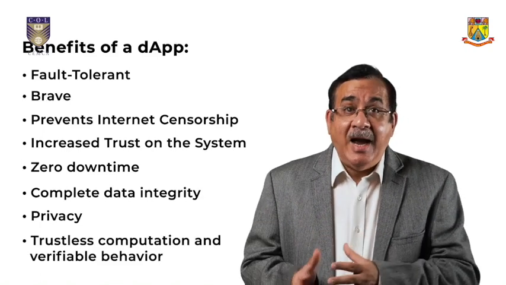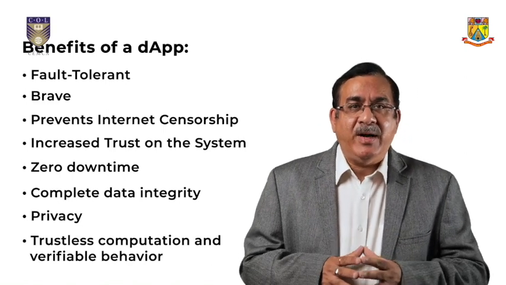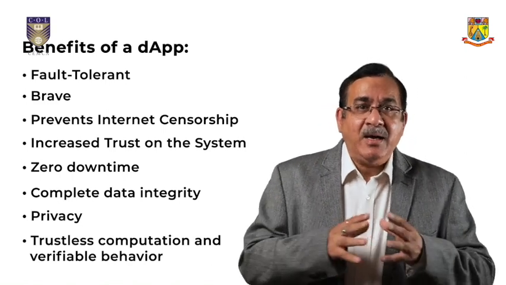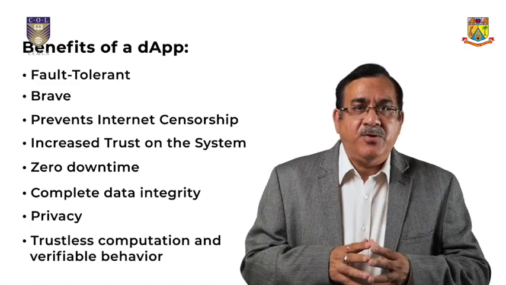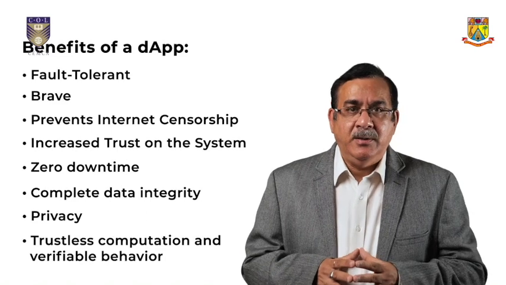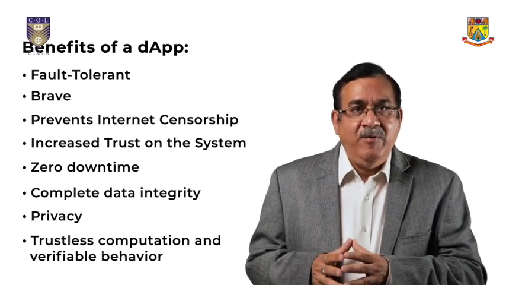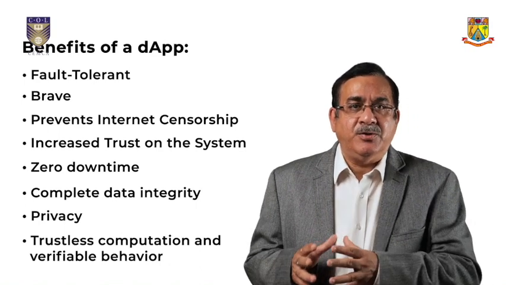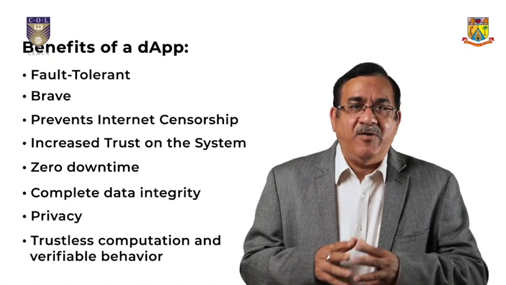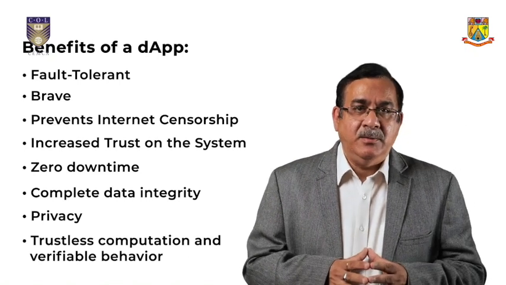Trustless computation and verifiable behavior. Smart contracts can be analyzed and are guaranteed to execute in predictable ways without the need to trust a central authority. This is not true in traditional models. For example, when we use online banking systems, we have to trust that financial institutions will not misuse our financial data, tamper with records, or get hacked.